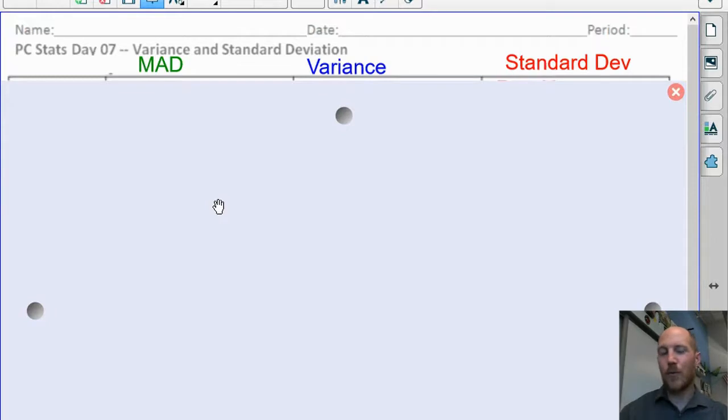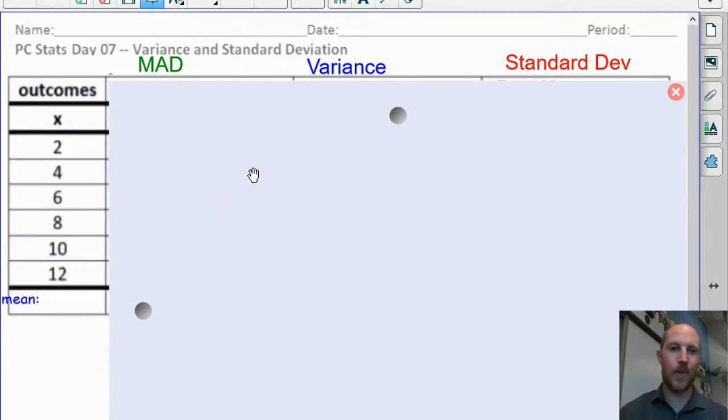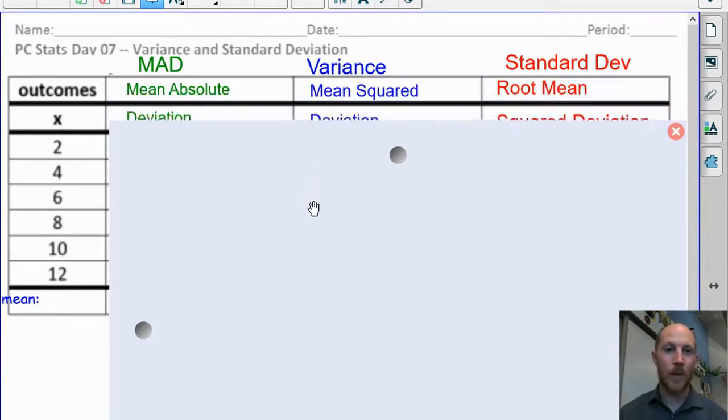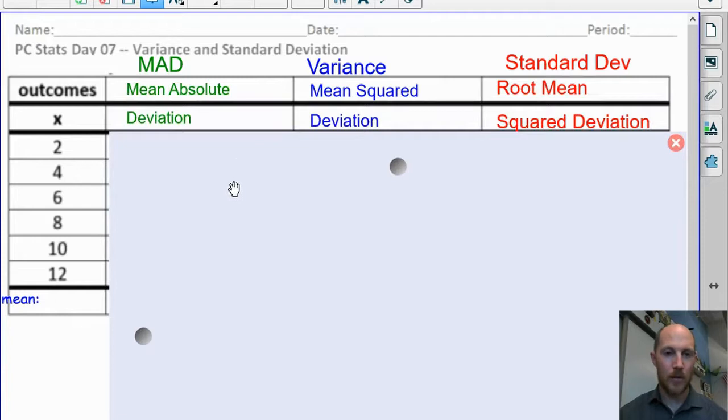It looks just like the 4-column table that we have been using to find expected value. It even has the same first column where we're going to list the outcomes. That's the place where the similarities end. So everything else is different. The second column, we're going to calculate the mean absolute deviation. Third column will be the variance, and the fourth column is our standard deviation. So at the bottom of each column, we're going to average all of the numbers in the column above that.